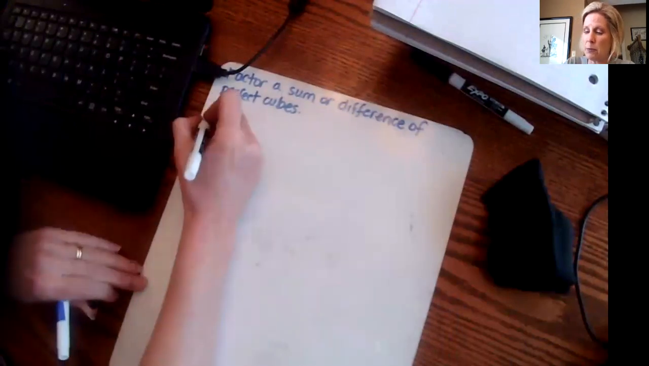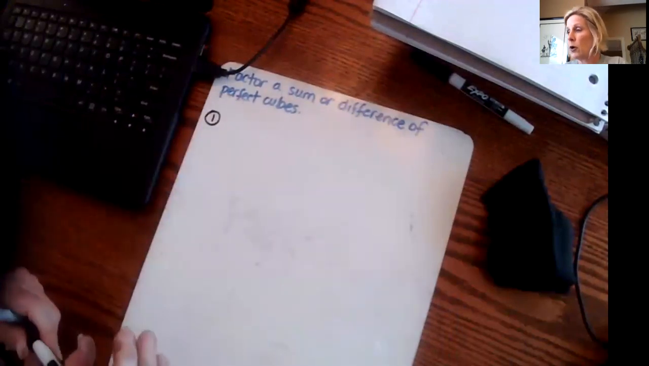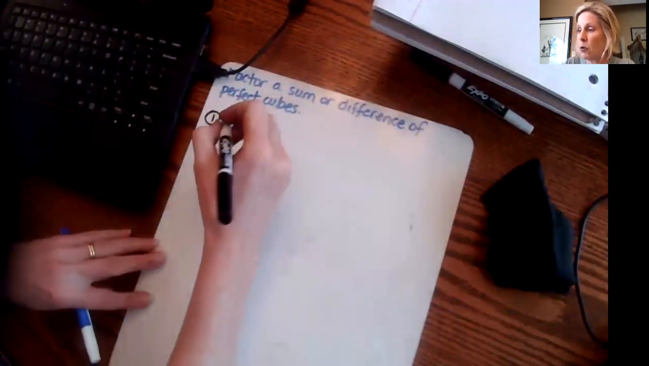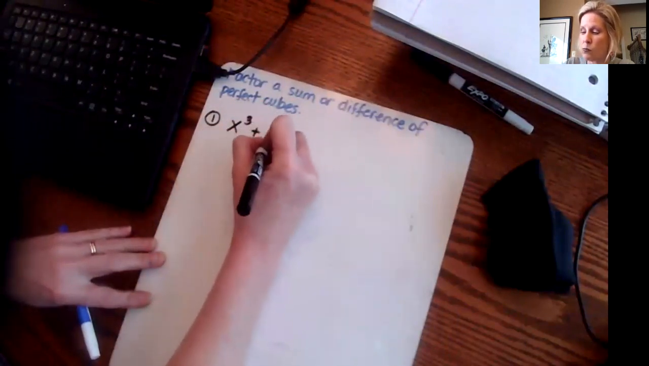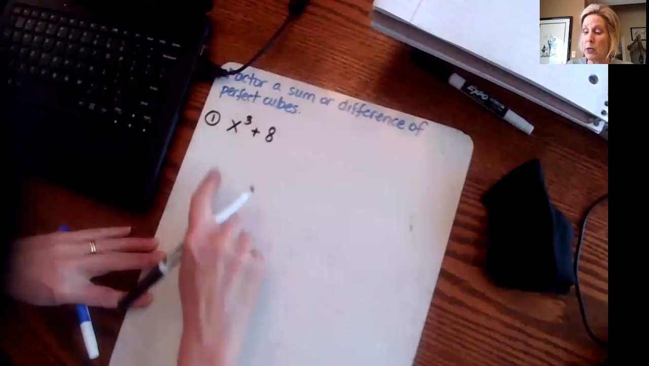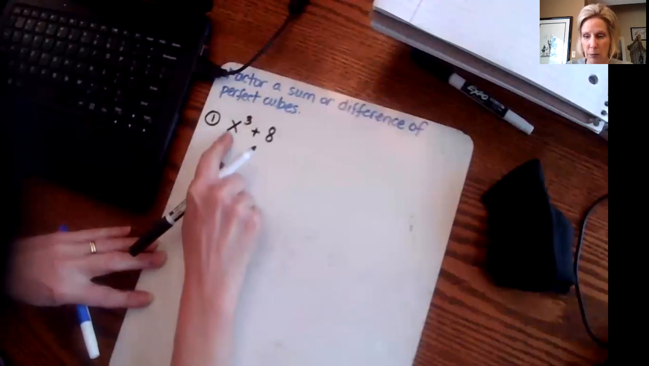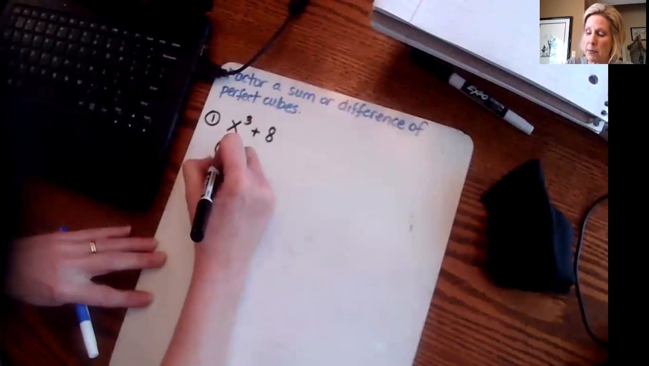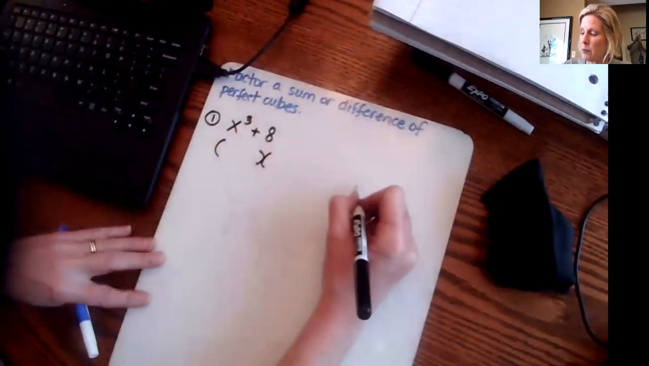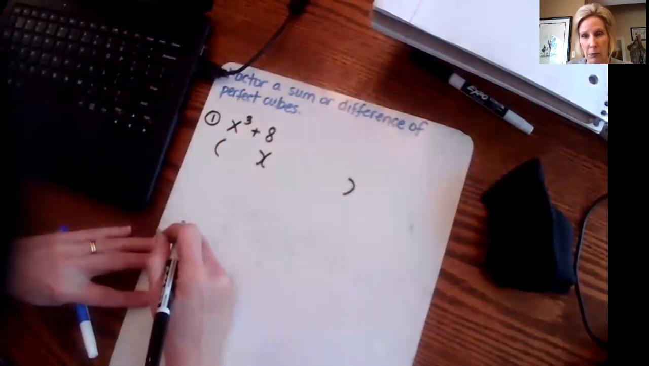So example number 1, we're going to have just a simple x cubed plus 8. Okay, so x cubed is a perfect cube. 8 is 2 times 2 times 2, so it's a perfect cube. It was on the list I just showed you. So I know it's going to be bi, tri, SOAP. So I'm going to set up my binomial and my trinomial.